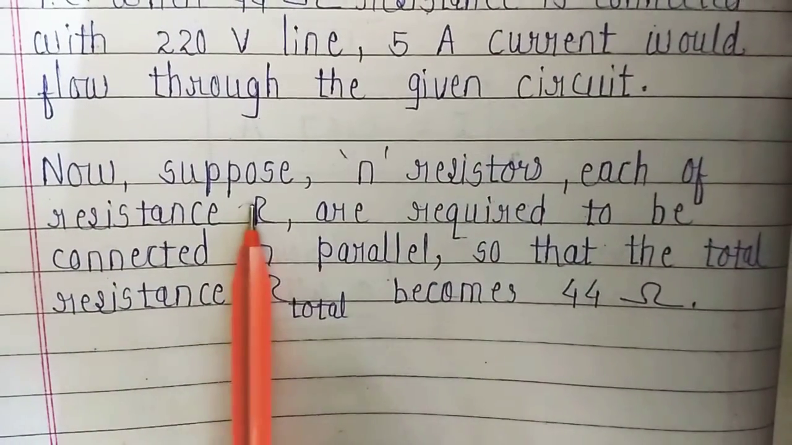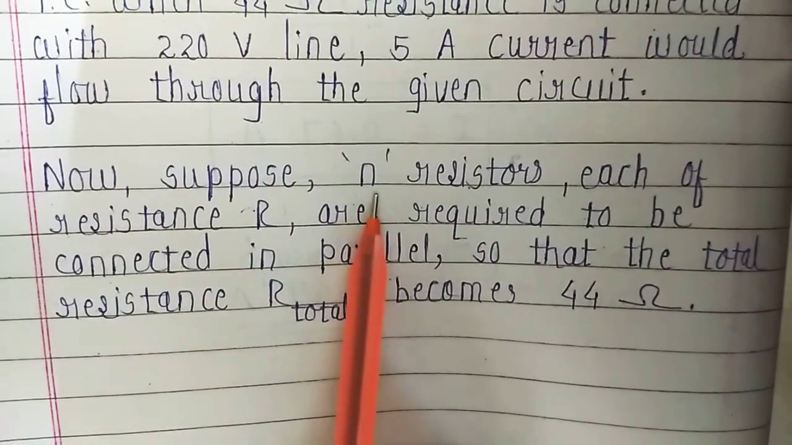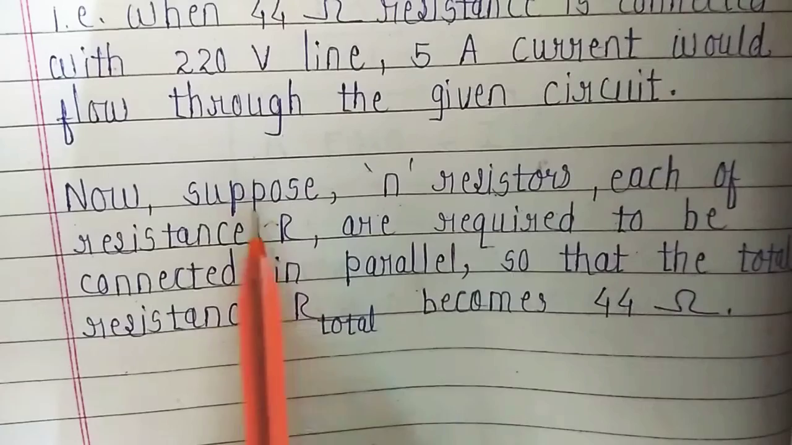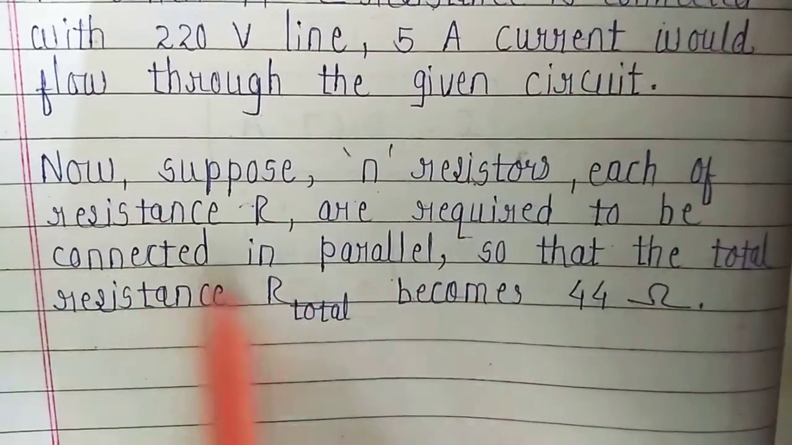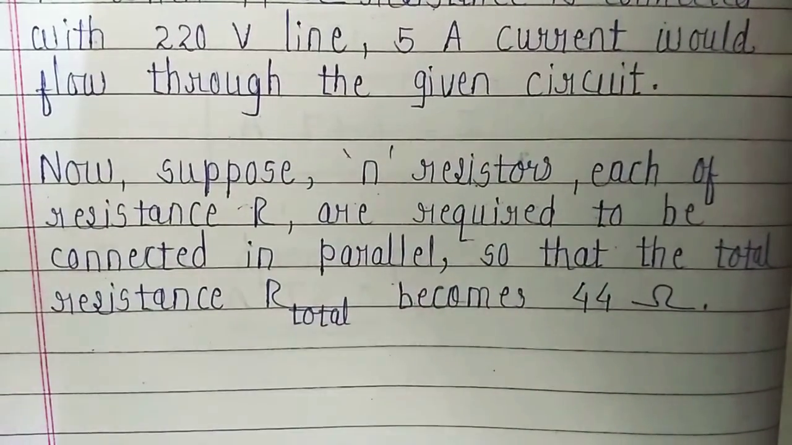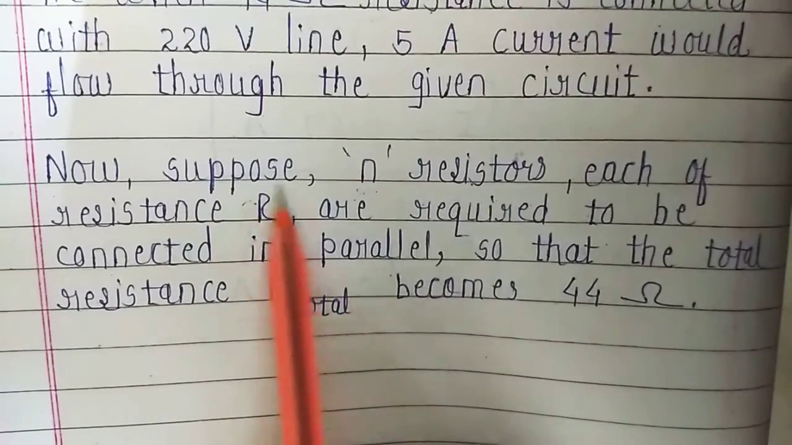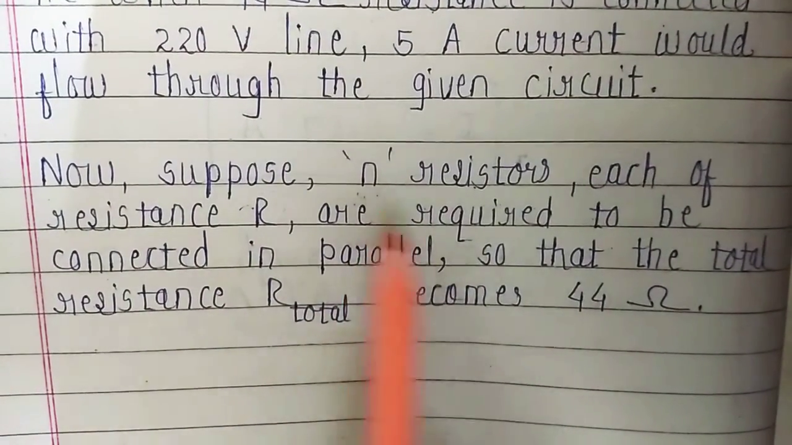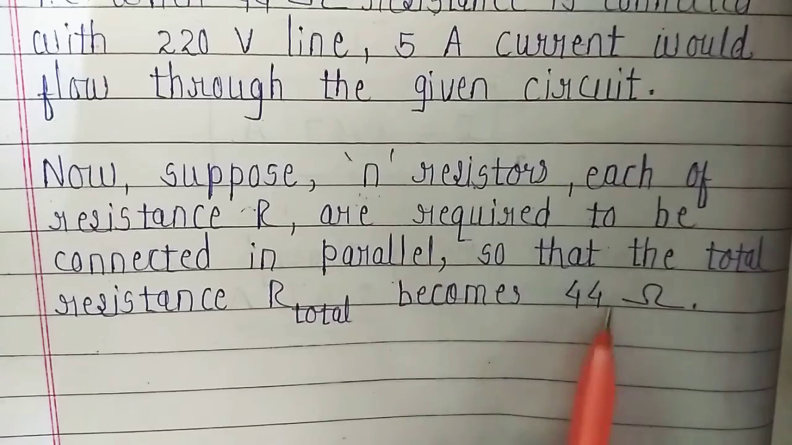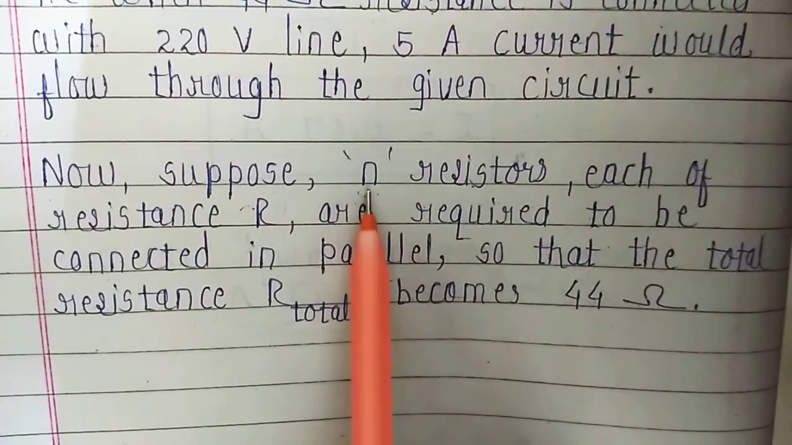Now, suppose n resistors, each of resistance R. N means number of resistors. We don't know how many, so we will write it as n. N resistors, each of resistance R, are required to be connected in parallel so that the total resistance R total becomes 44 ohm. Students, see here. N means number of resistors, and R is the resistance of each. These N resistors are connected in parallel so that R total will be 44 ohm. So we have to find the number of resistors.